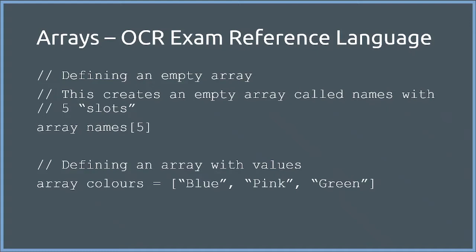Alternatively, I can declare an array and put the items in as I go. You can see I've put array colours equals blue, pink, green. Now it's important to know that the array is then fixed at having a size of 3, or is only able to hold 3 elements. I can change the elements however I wish, but I have only got those 3 elements.